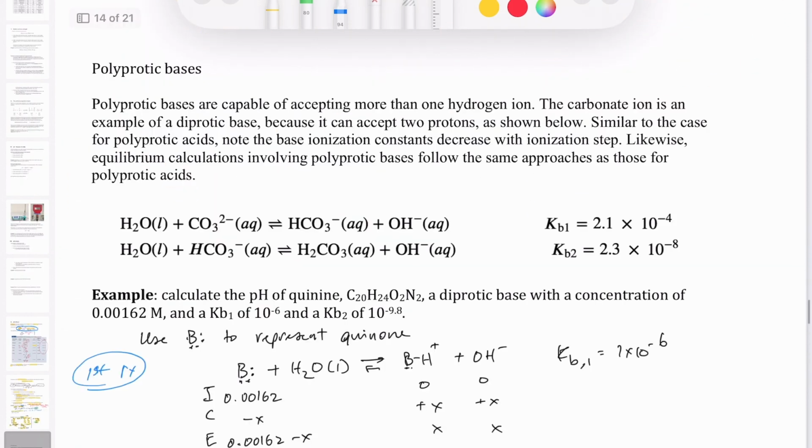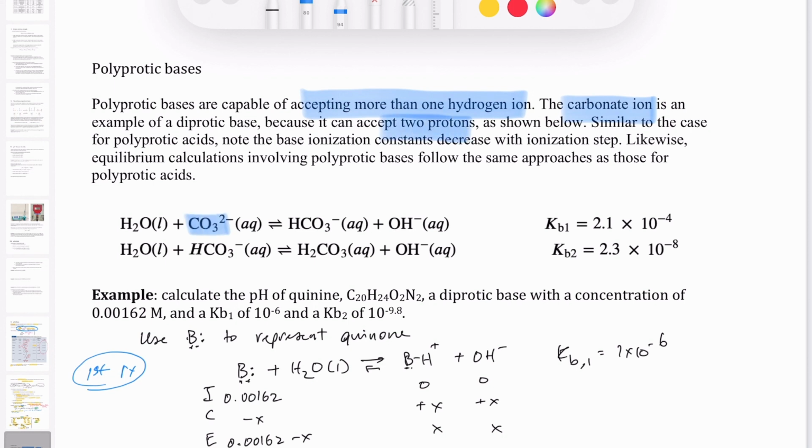Now, what about polyprotic bases? So polyprotic bases are just bases that are able to accept more than one proton. So just like in the case of acids, where polyprotic acids can donate more than one proton, bases can accept more than one proton, more than one hydrogen ion. The carbonate ion is an example. We would call it a diprotic base because it can in total accept 2 protons. And the reactions are shown here.